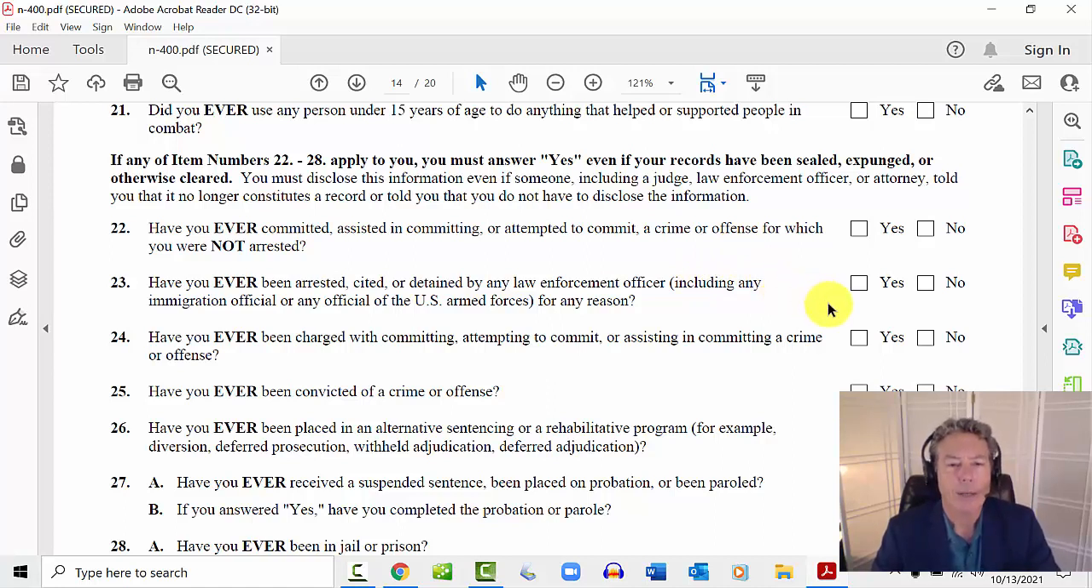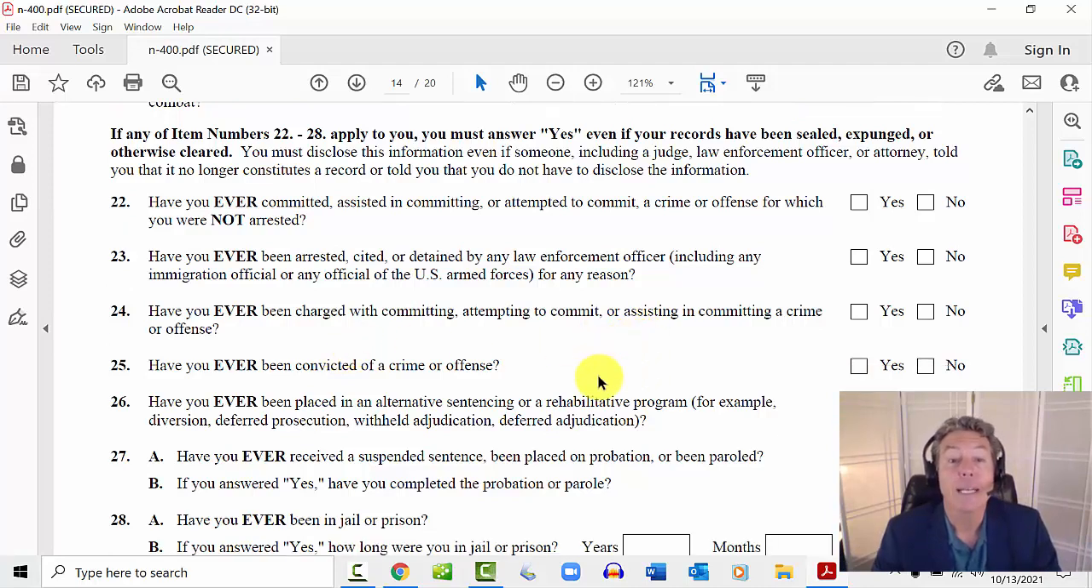Have you ever been arrested, cited, or detained by any law enforcement officer, including any immigration official or any official of the U.S. Armed Forces for any reason? Right? And if you say yes, then you're going to have to write your little page about what happened, all right? And you might need help doing that so you don't make it worse. Ever been charged with committing, attempting to commit, or assisting in committing a crime or offense? So that goes even broader than doing the crime: an attempt, assisting, right?